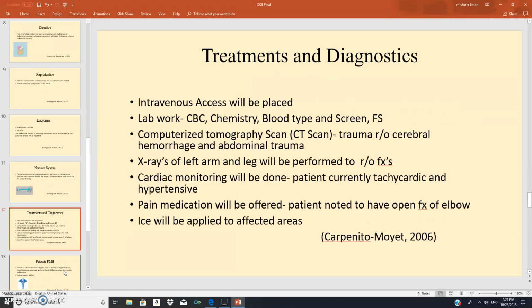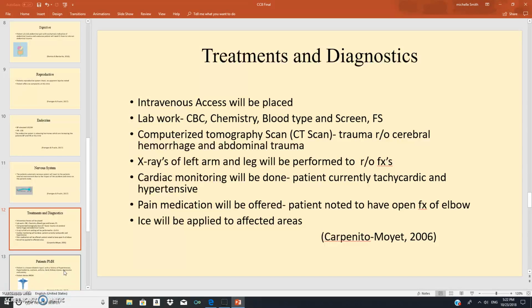Treatment and diagnostics. Intravenous access will be placed. Lab work such as a CBC, chemistry, blood type and screen, and finger stick will be performed. Computerized tomography scan, known as a CAT scan, trauma, rule out cerebral hemorrhage and abdominal trauma will be ordered. X-rays of the left arm and leg will be performed to rule out fractures.